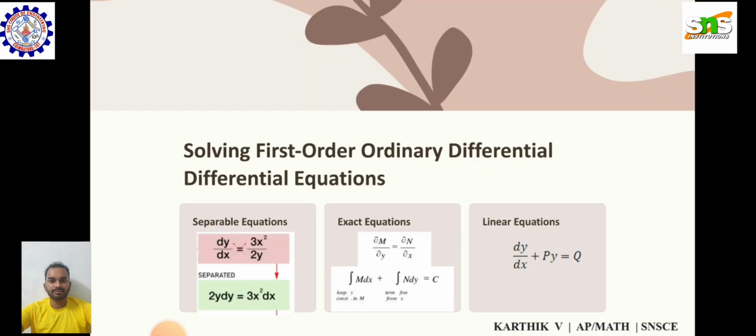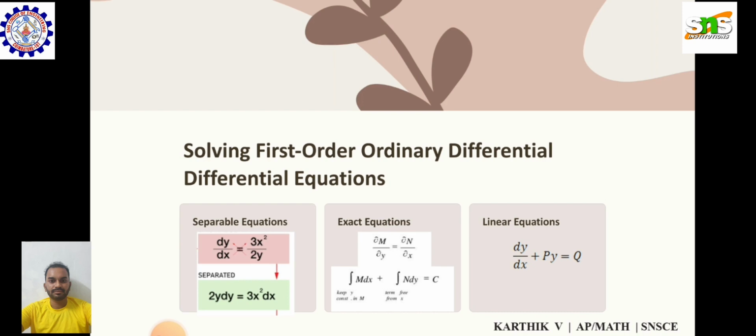Solving first order ODE. First one is separable equations. Separation of variables is a technique used to solve certain types of first order ODE. It involves rearranging the equation so that all terms involving the dependent variable are on one side and the other terms are on the right side. For example, given the first order ODE dy by dx equal to 3x squared by 2y, separate the variables by moving terms involving y to one side and terms involving x to the other side. Then it will be 2y dy equal to 3x squared dx. After that, integrate on both sides, and we get the solution.